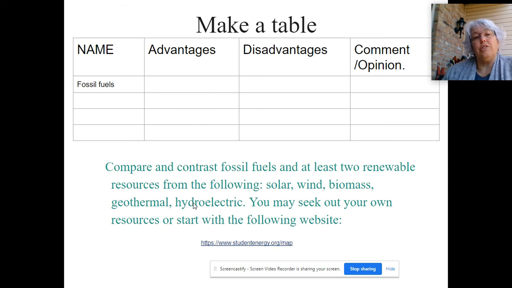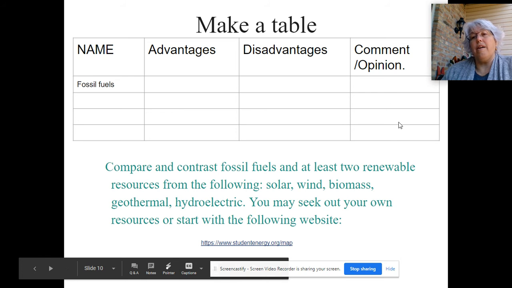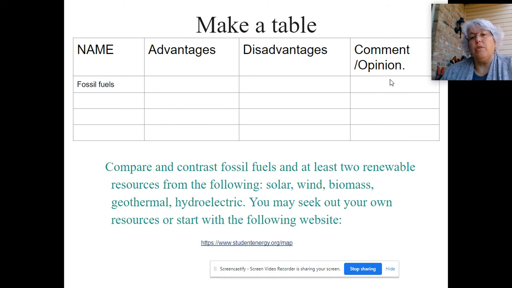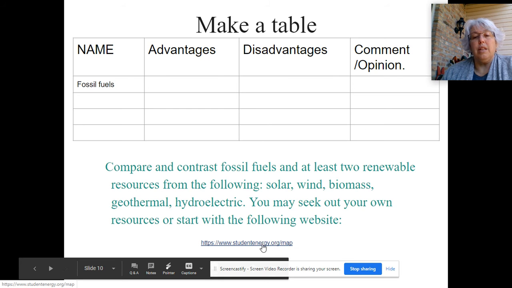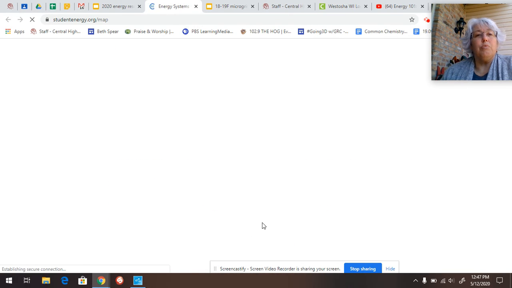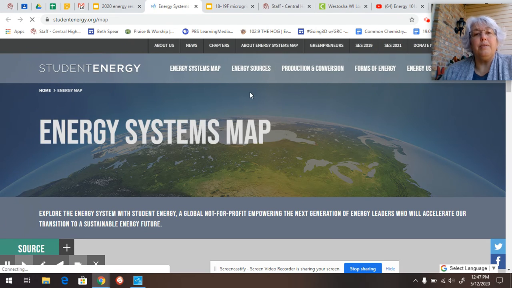And look at the advantages and disadvantages. You don't even have to include this column if you don't want to. It might just be which one you think is the best, or which one you were most surprised at. I'll also include this link in the posting in Google Classroom. It's a really cool website.